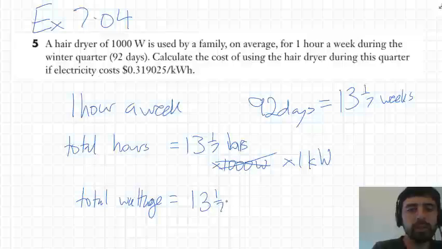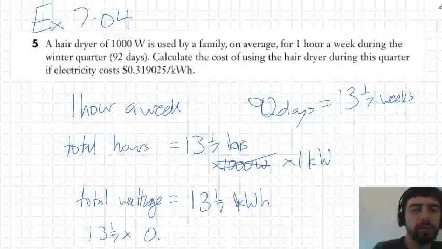We've got 13 1/7 kilowatt hours, because we're multiplying hours here. Multiplied by kilowatts, we get kilowatt hours. And we know the cost per kilowatt hour, so 13 1/7 multiplied by 0. Now thankfully this one's in dollars, a lot of the others are in cents.